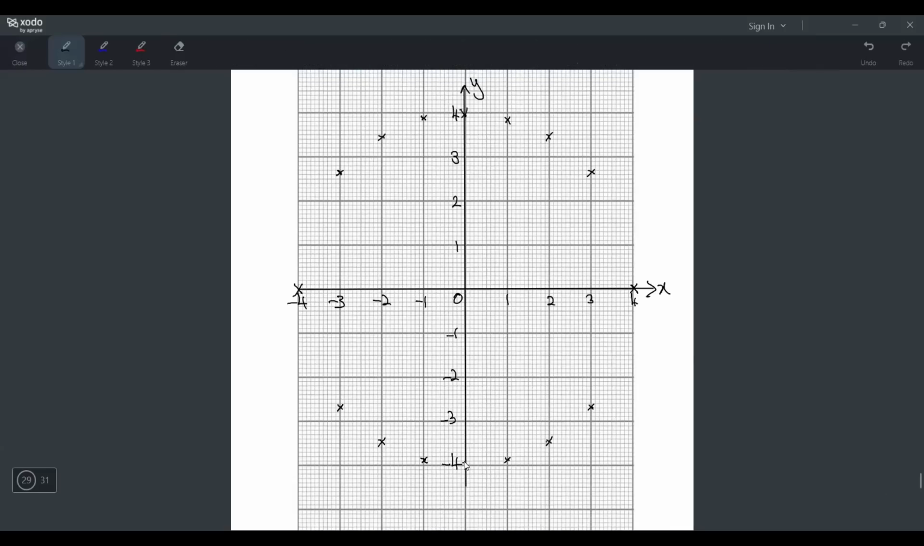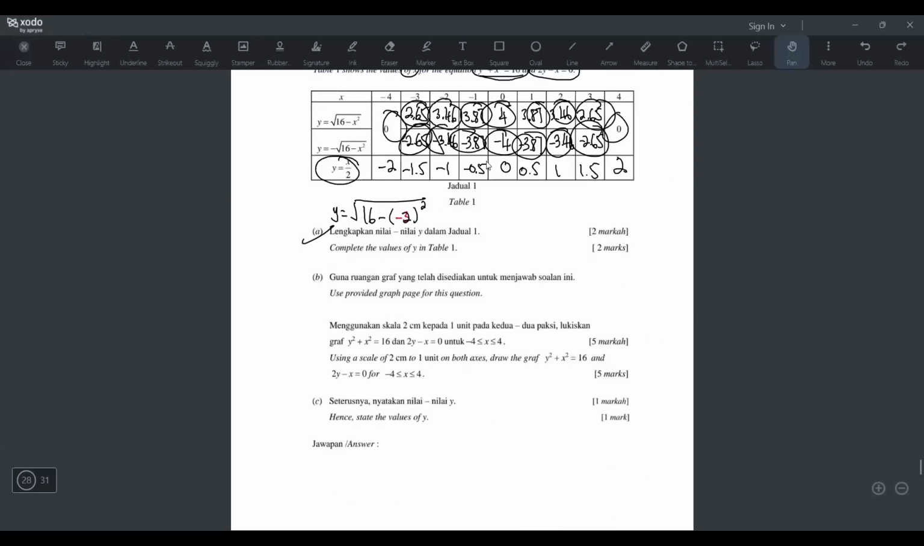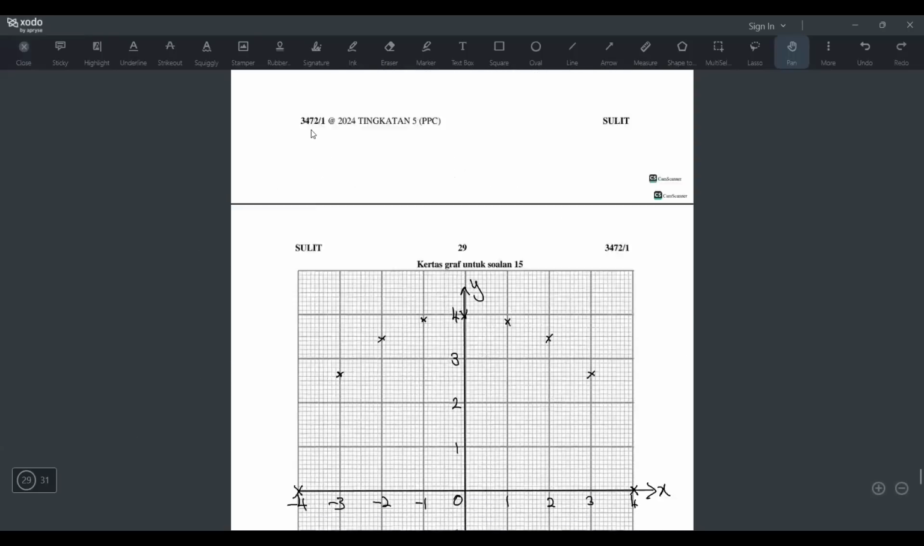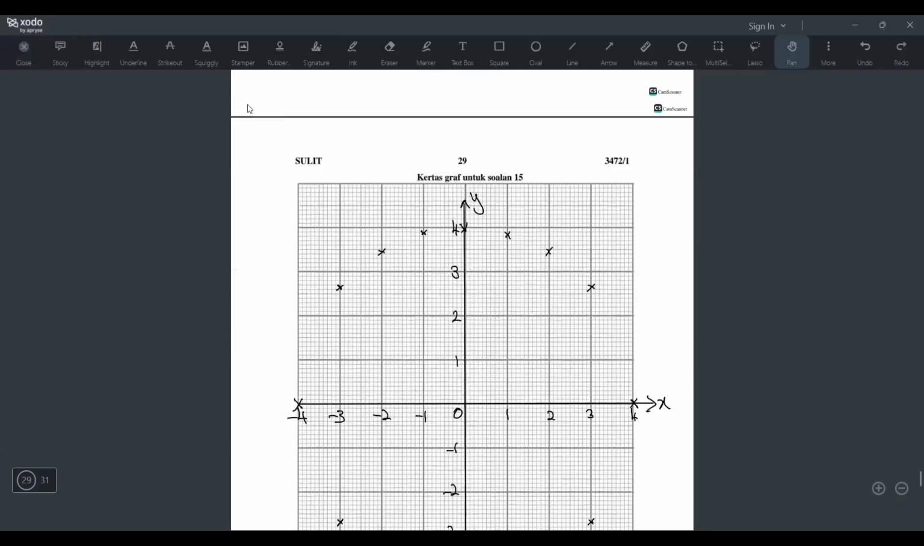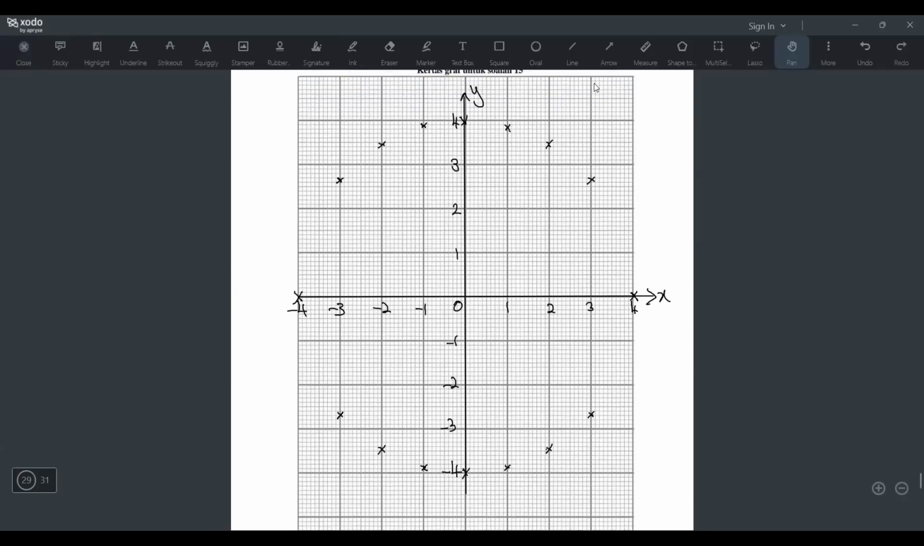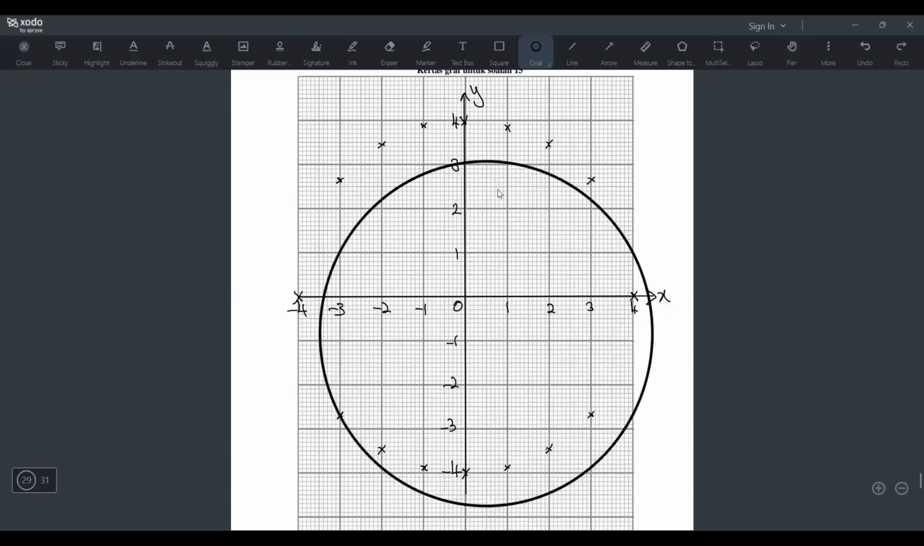Okay, I recommend drawing the circle now. Don't plot the points for the straight line first, because otherwise later there's so many points. Later you confuse which point join which point, then later you join the wrong point, then salah already. So I recommend drawing it now. I think you have to use compass for this. Yeah, you have to use compass. But I will use this tool. I'm using my laptop, so I will use this tool instead. But you have to use compass actually.